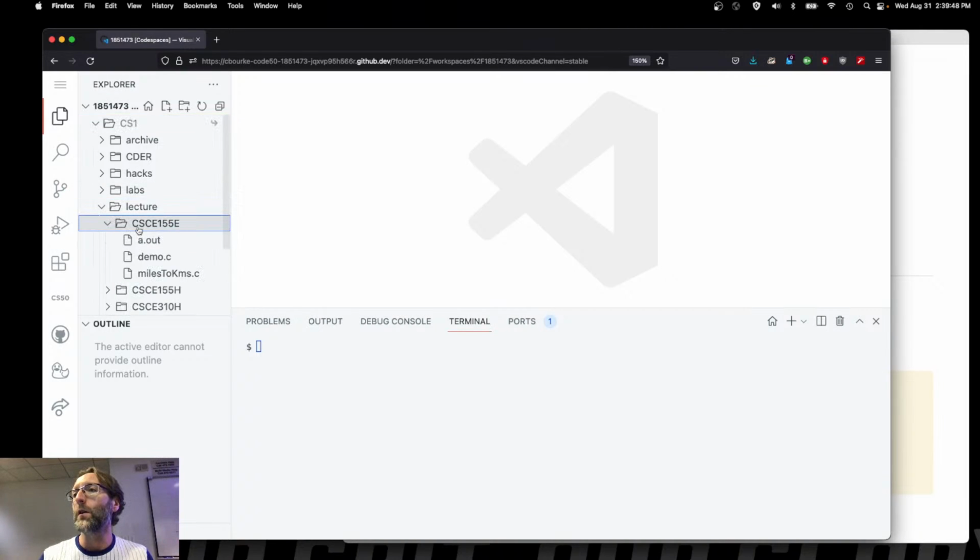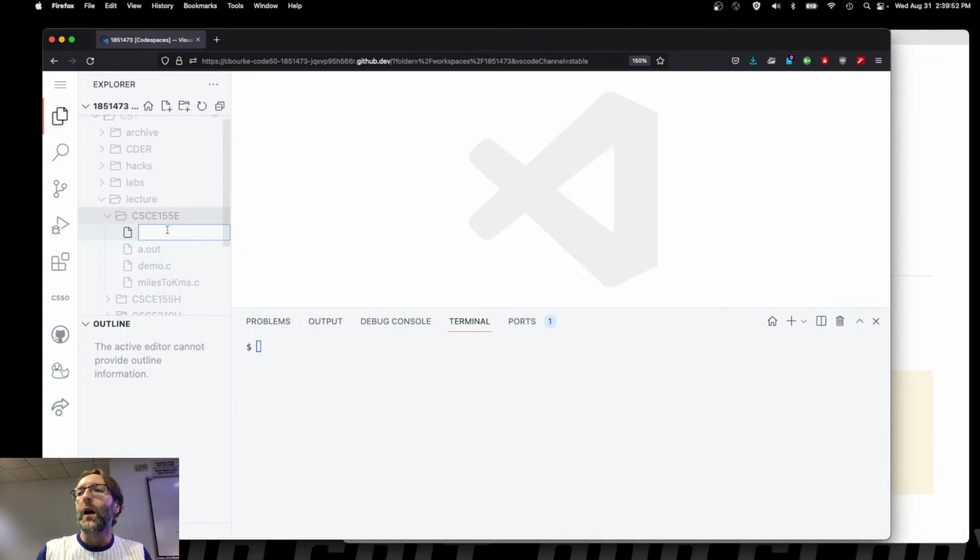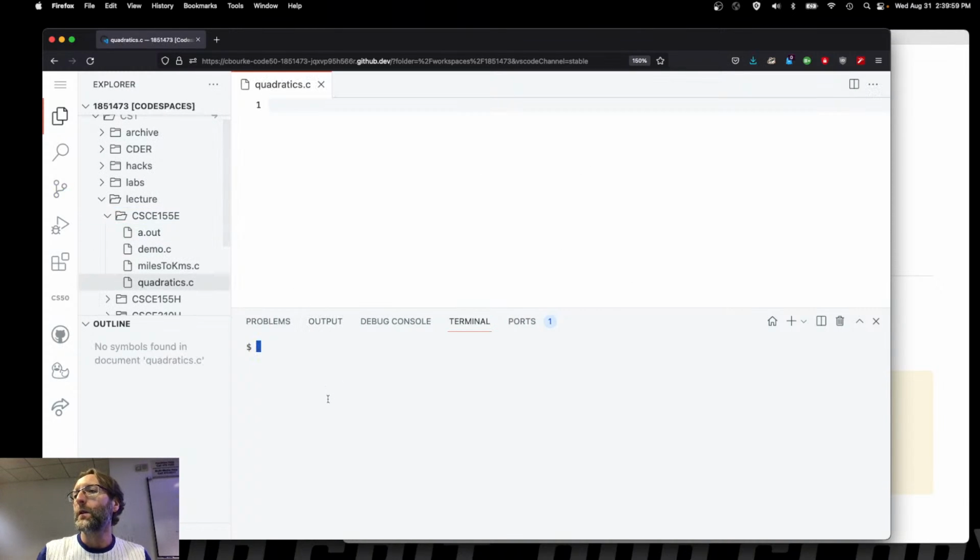Let me go ahead and go into our folder here, and I'll call this something descriptive, new file. I'll call it quadratics.c for a C source file, okay? Lecture CSCE 155E.